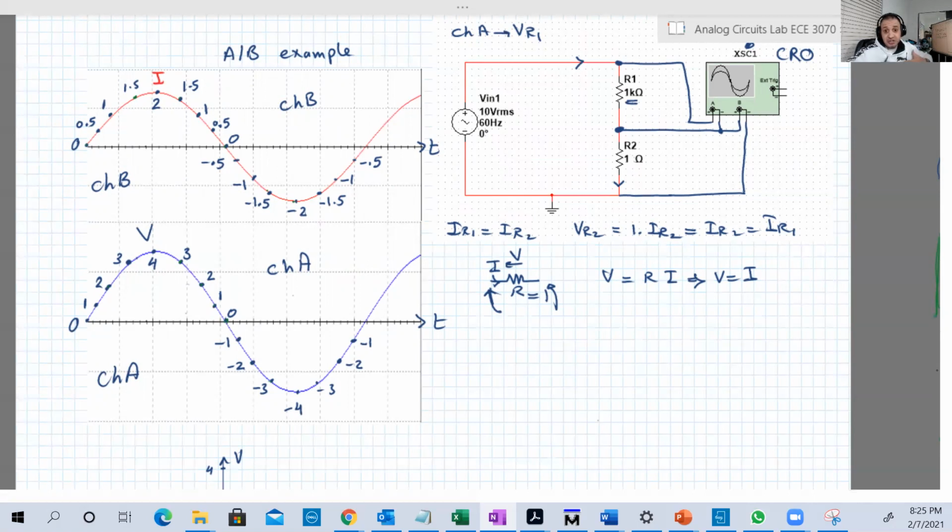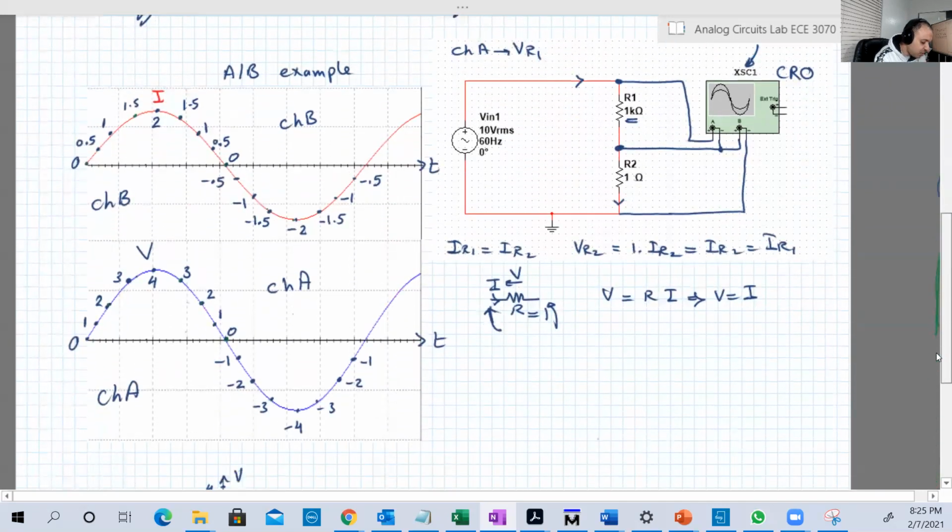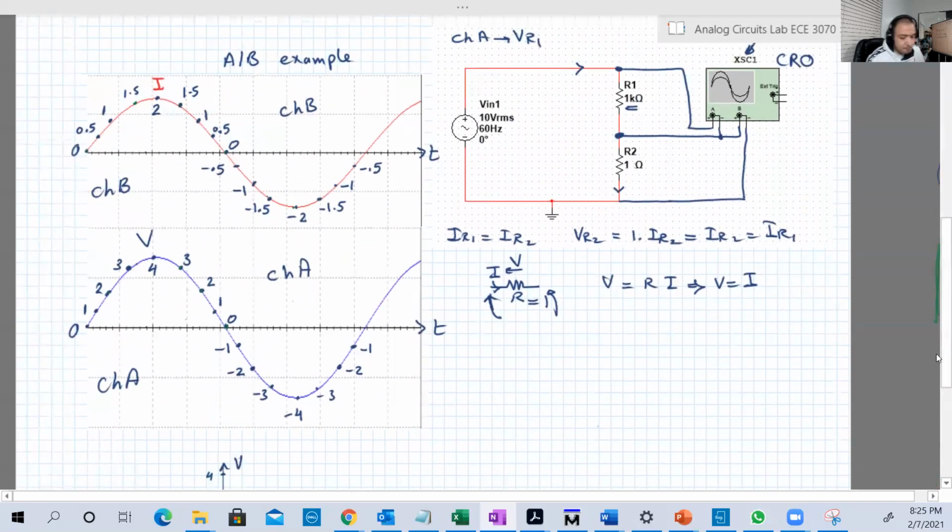So let's now imagine we are the oscilloscope, and let's see what the oscilloscope is doing to draw A and B in AB mode. How is it gonna draw this linear relation for us? So let's see how. Basically, in that mode, the oscilloscope will pick at the same time the value of I, channel B, and the value of channel A, which is V. Then these two values will be like coordinates for some point that it's gonna draw on the screen.